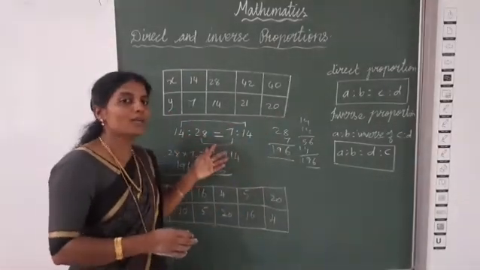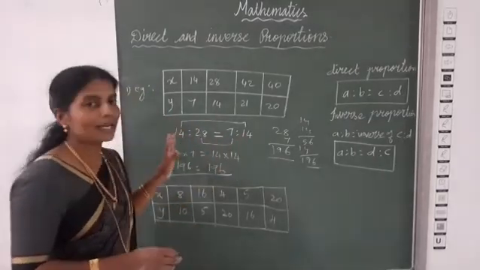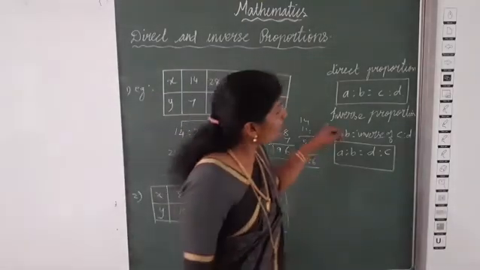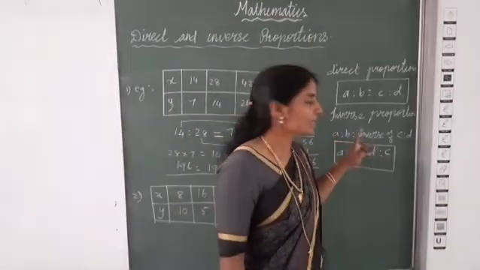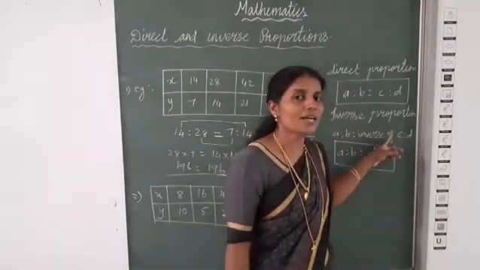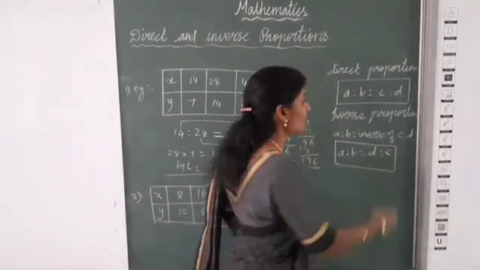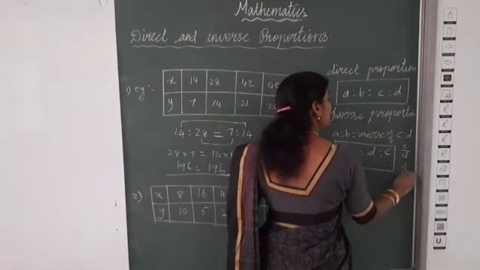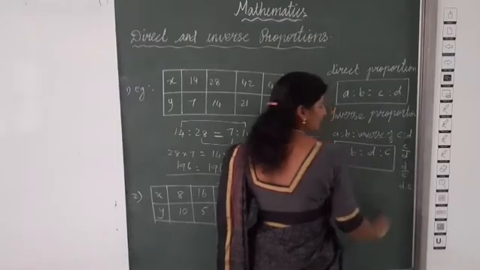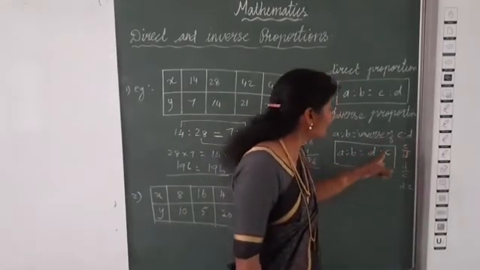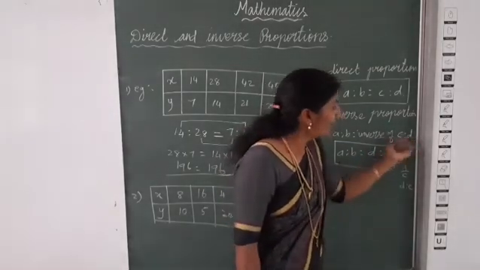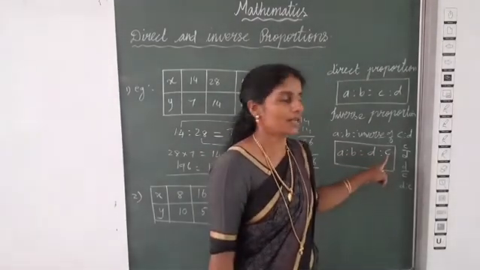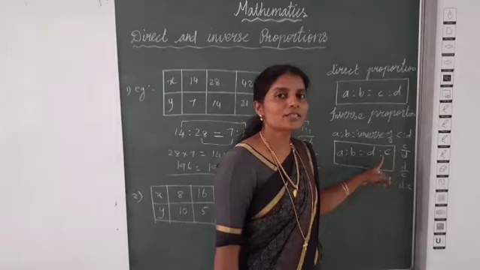That is, product of means is equal to product of extremes, which means that is direct proportion. Now what is inverse proportion? Inverse proportion means A is to B is equal to inverse of C is to D. Inverse means reciprocal. C by D becomes D by C. Inverse of C is to D equals D is to C. So what's the formula? A is to B is equal to D is to C.